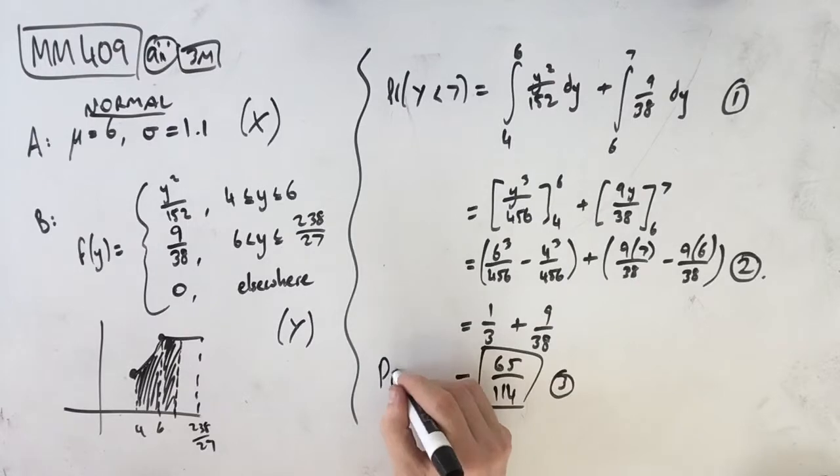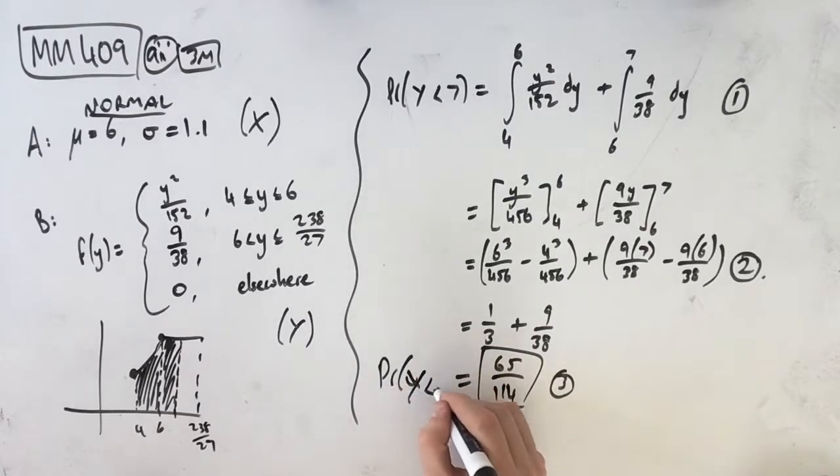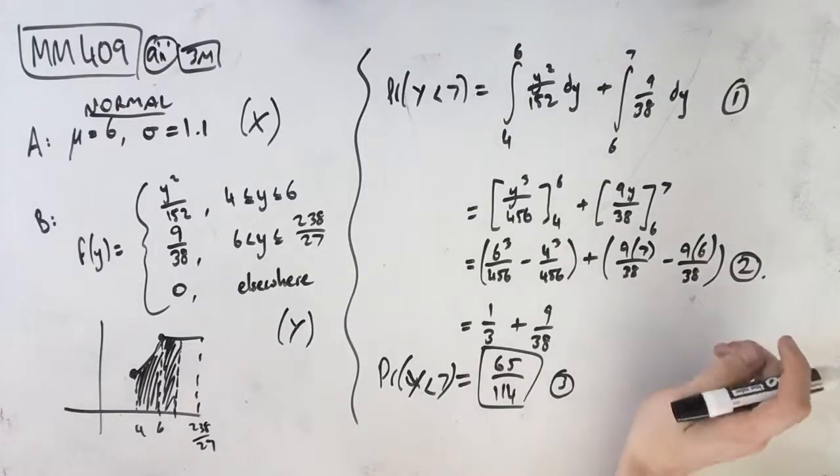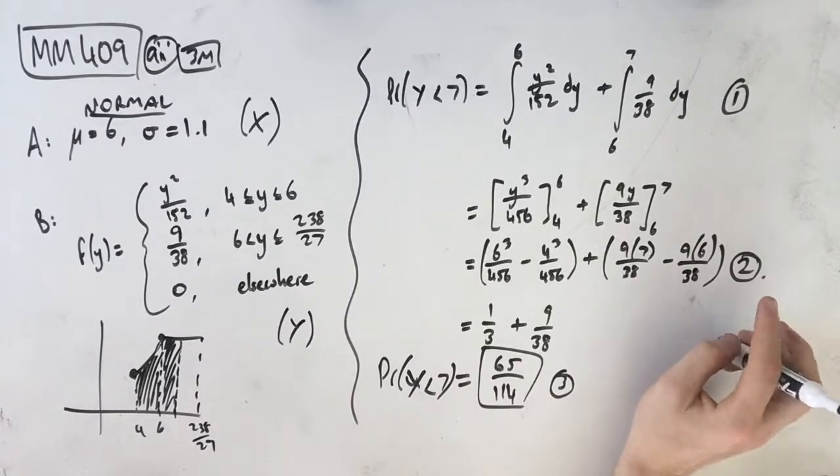So guys, that means that the probability that y is less than 7 equals 65/14, and this is the same as the probability that factory B produces a piece of custom furniture in less than 7 hours. Okay, so that's it for part A II, guys. Let's move on to part B.